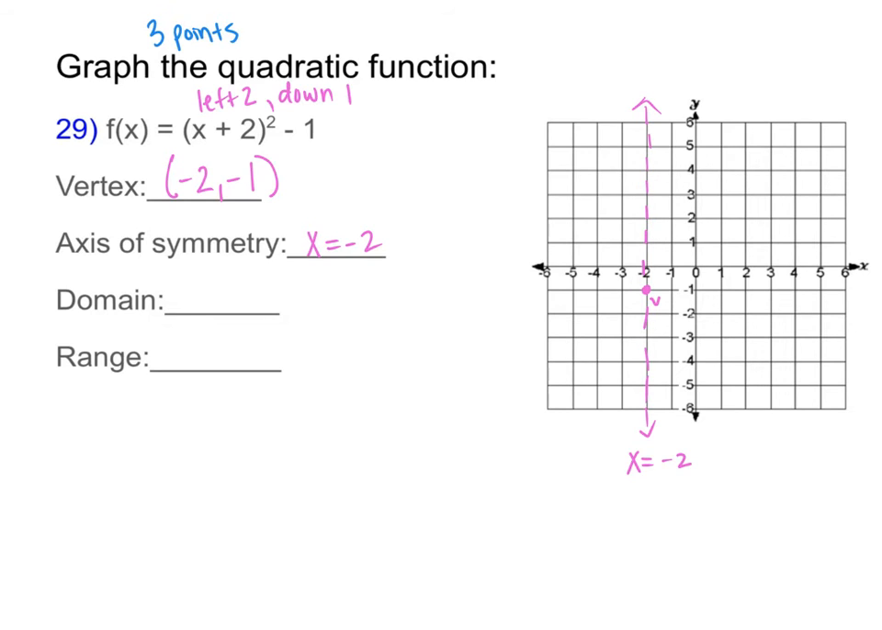All right, now we need more points. So to get more points here, what you're going to do is you're going to use the slope. So the slope here is really a 1 in front of this x.